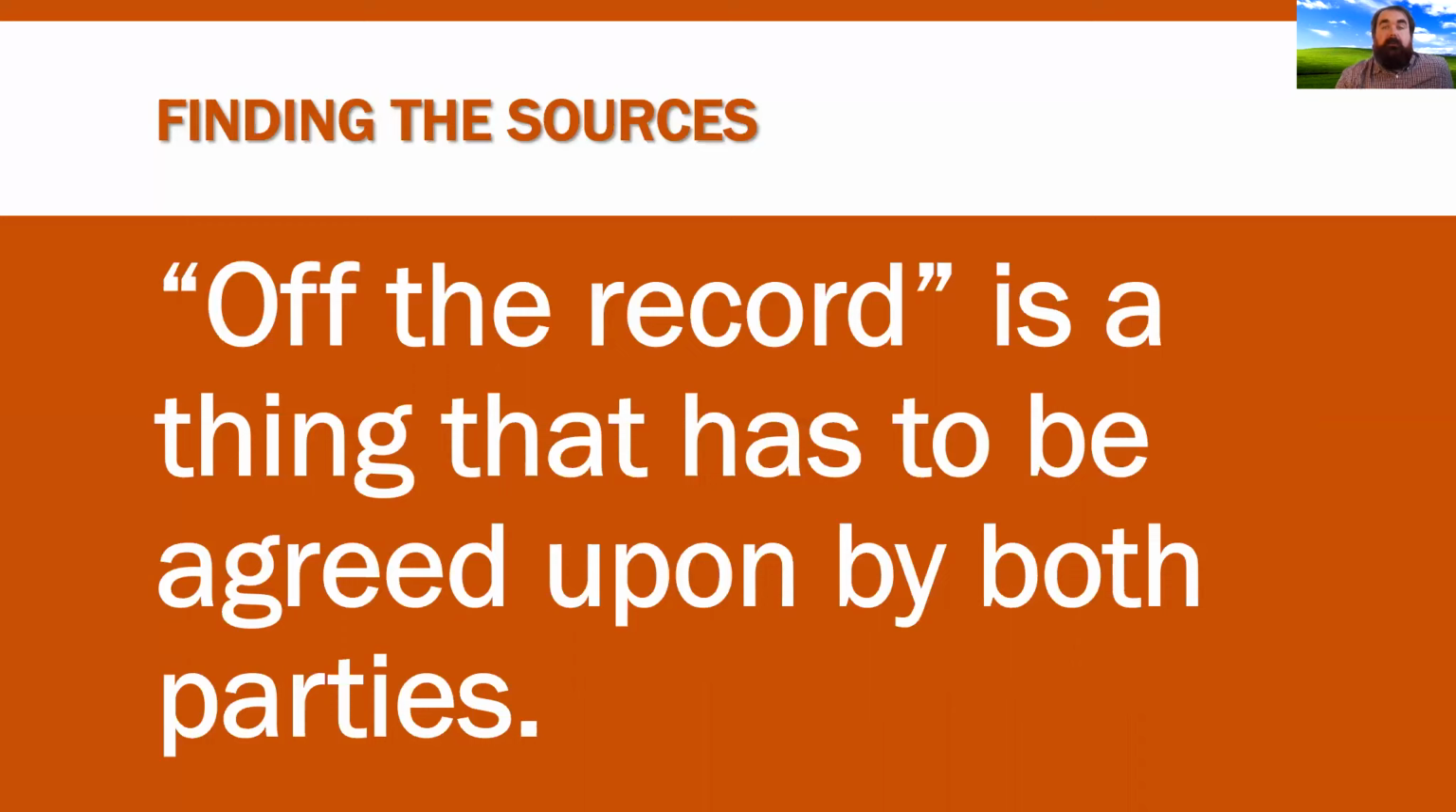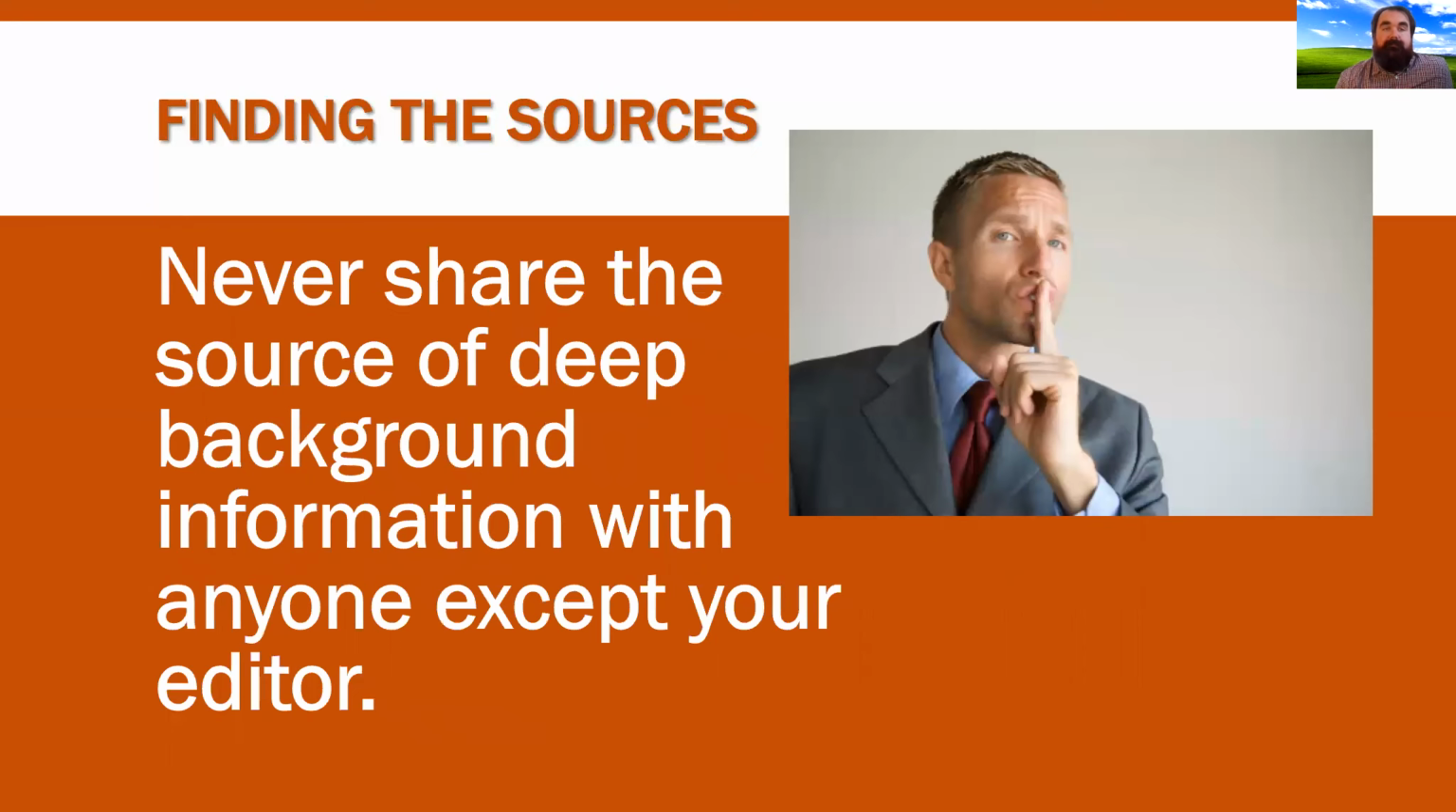So if someone just comes up to you and says, hey, this is off the record, and the information you think they're going to tell you is something you need for a story, you should stop them and say, hey, no. I don't want anything off the record in this story. I want everything to be on the record, and therefore anything you tell me, I'm going to put in a story. Off the record is something that must be agreed upon by both the source and the reporter.